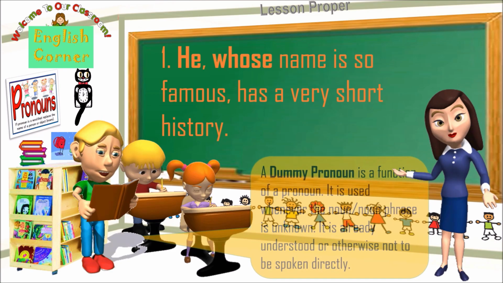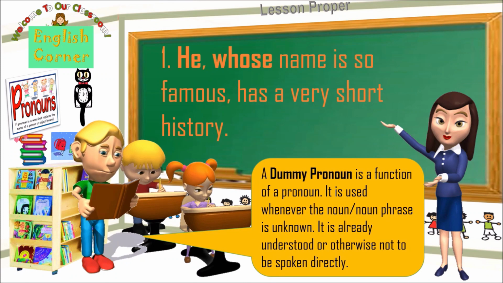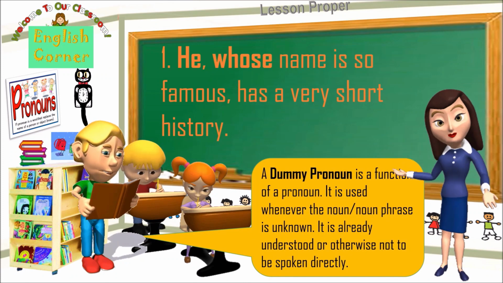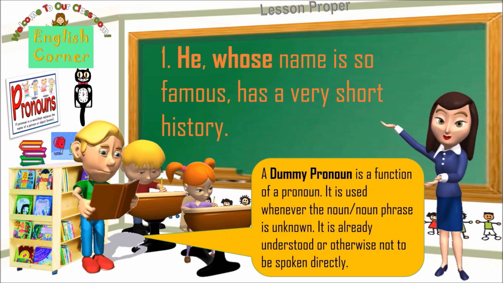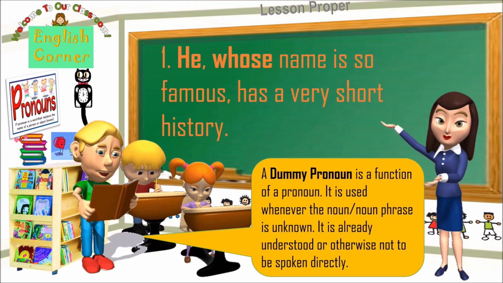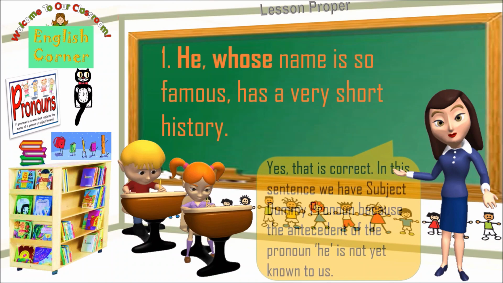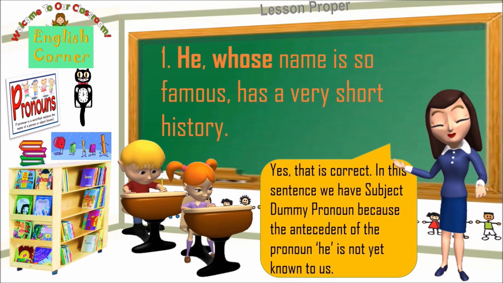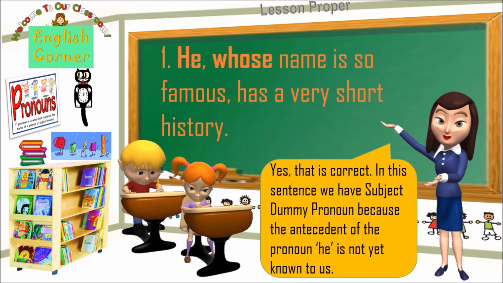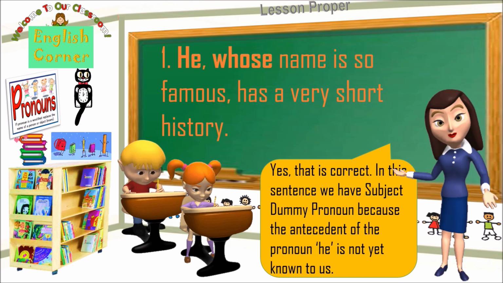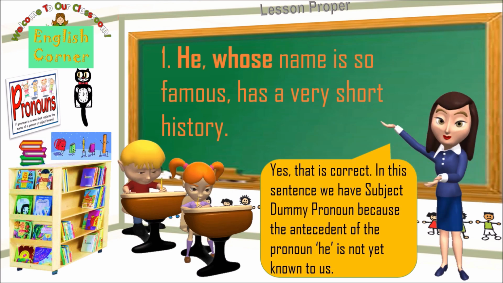A dummy pronoun is a function of a pronoun. It is used whenever the noun or noun phrase is unknown, already understood, or otherwise not to be mentioned or spoken directly. Yes, that is correct. In this sentence, we have a subject dummy pronoun because the antecedent of the pronoun "he" is not yet known to us.